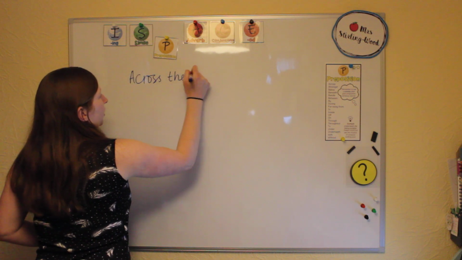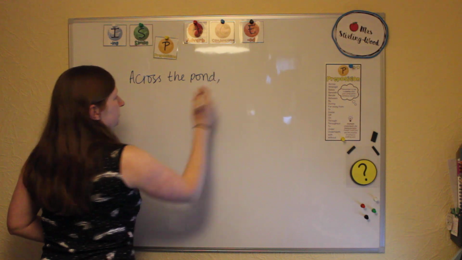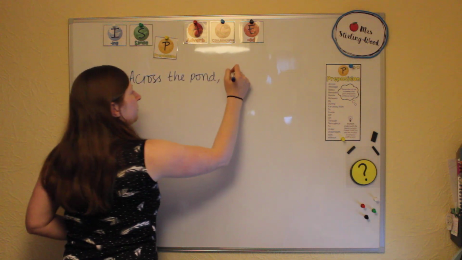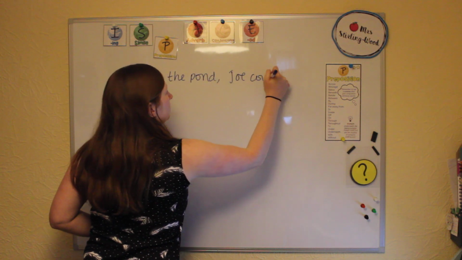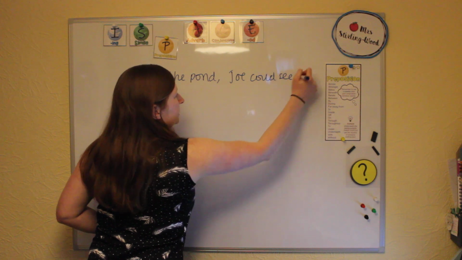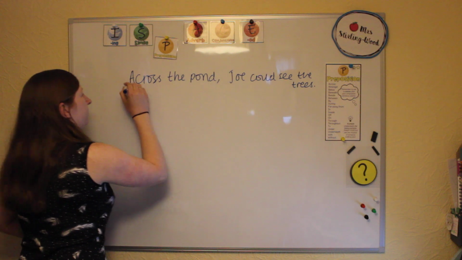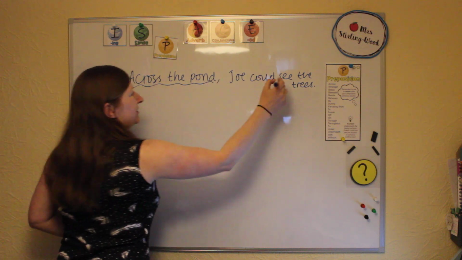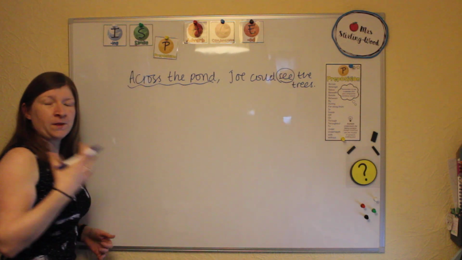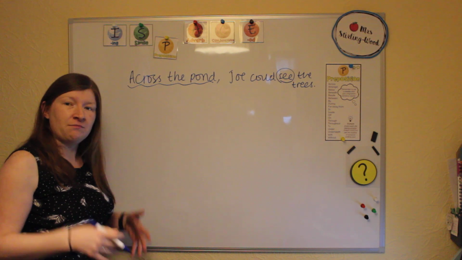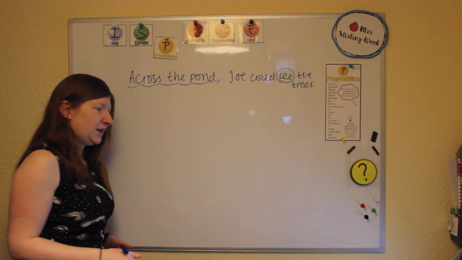So, across the pond, this is where the action is happening. Joe could see the trees. Across the pond is giving me extra information about where the action is happening. So he might not be standing across the pond, but he can see across the pond.